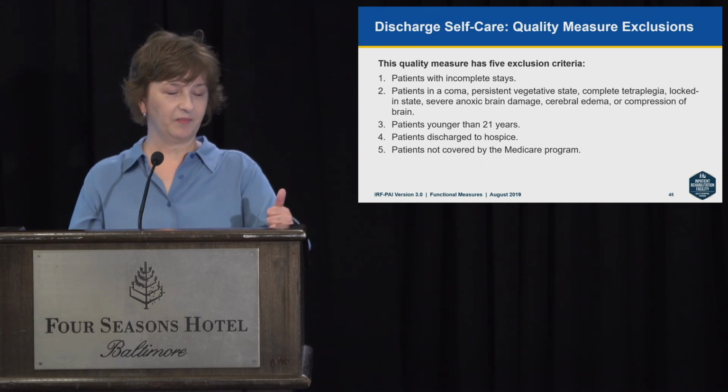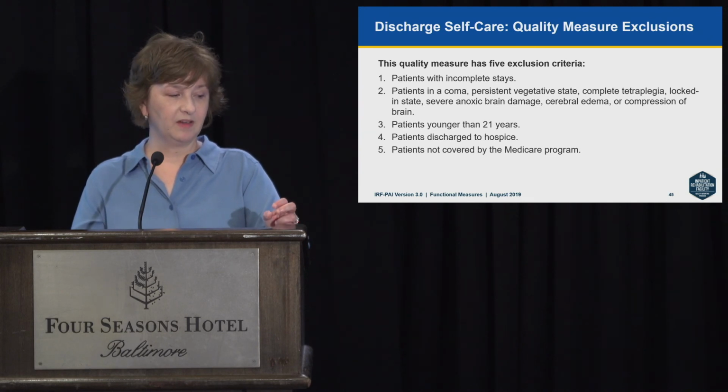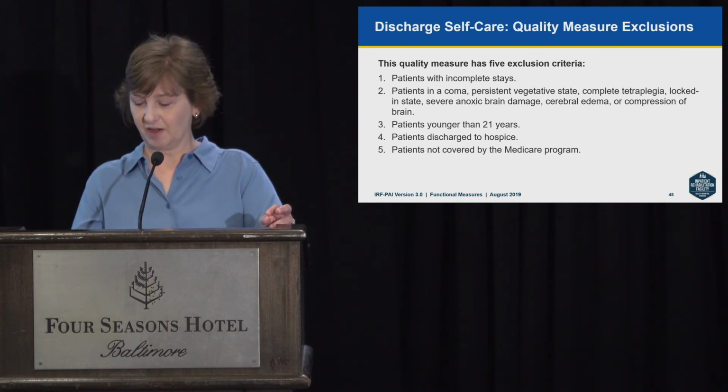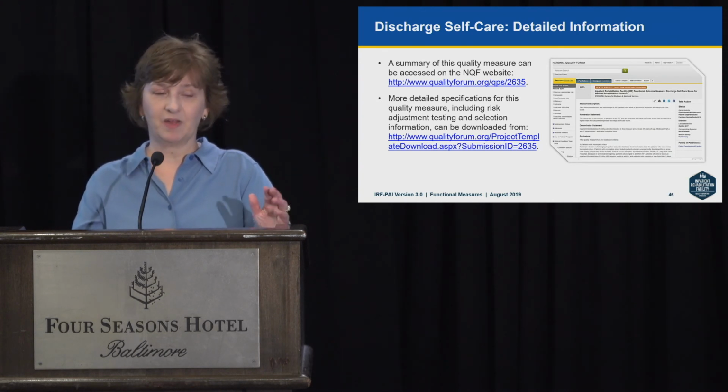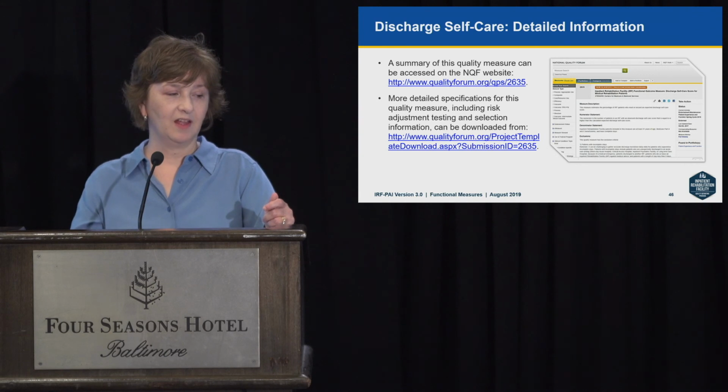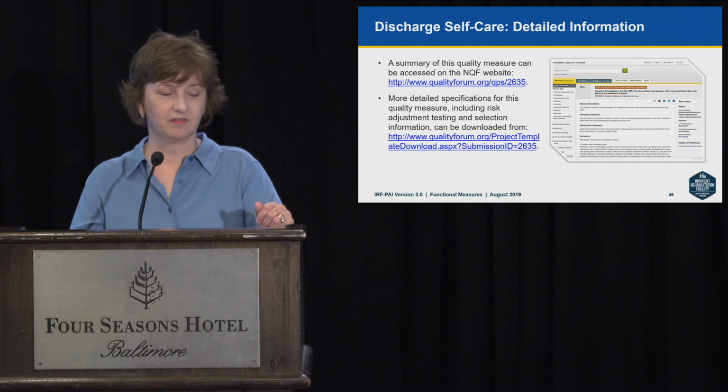So the exclusions are people who have incomplete stay, individuals who are admitted in coma or persistent vegetative state, complete tetraplegia, locked-in state, severe anoxic brain damage, cerebral edema or compression of the brain, patients younger than 21 years of age, individuals discharged to hospice, and patients not covered in the Medicare program. Again, if you'd like more details about the measure, calculation, and specifications, please feel free to check out the NQF page with all those details.